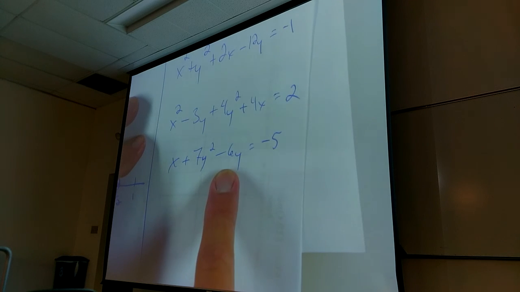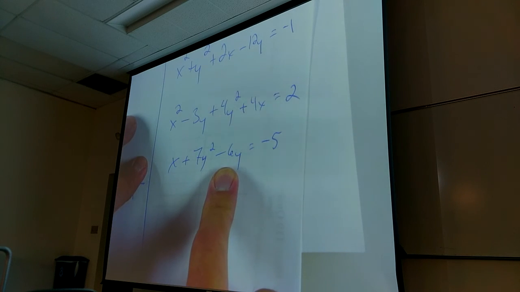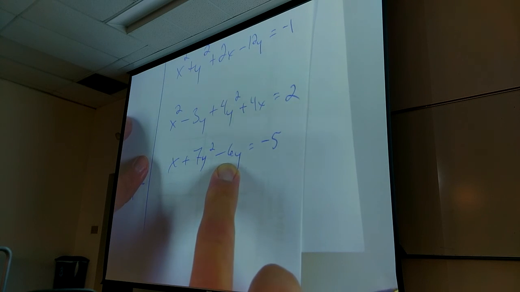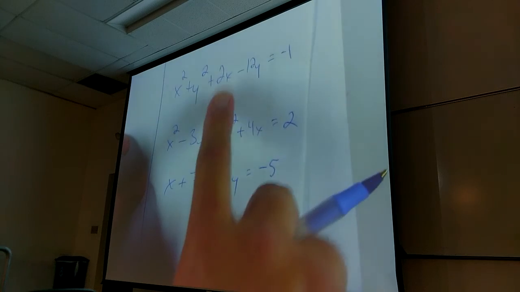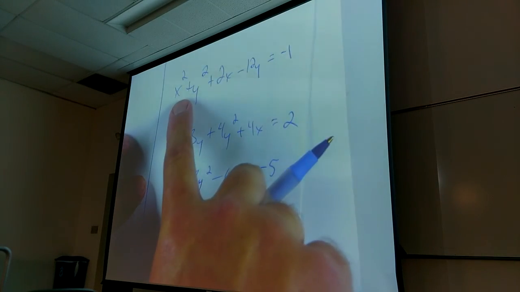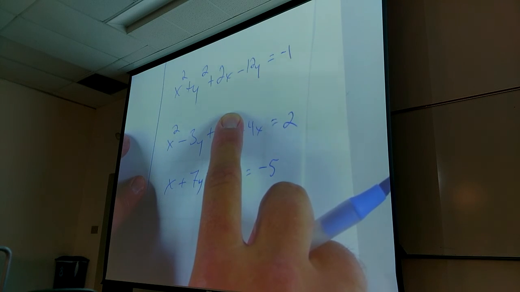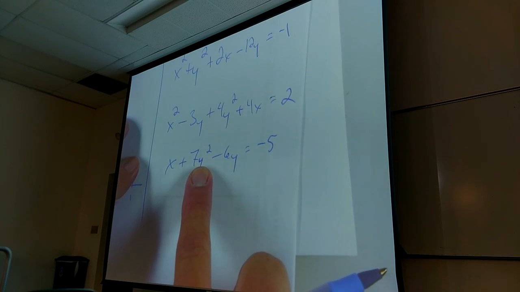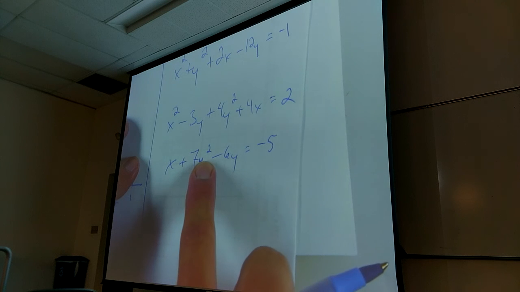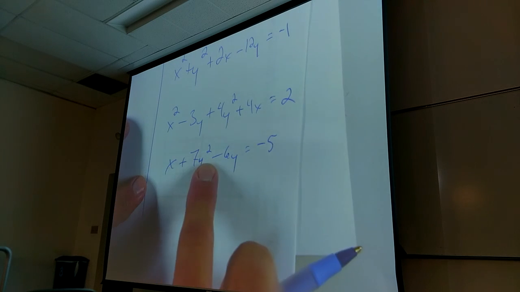What would that look like? Why are these ellipses or circles? Because I have an x squared and a y squared. They've got to be an ellipse or a circle. Here I only have y squared, and then the other one's just x. So what kind of shape would this be? It'd be a parabola.